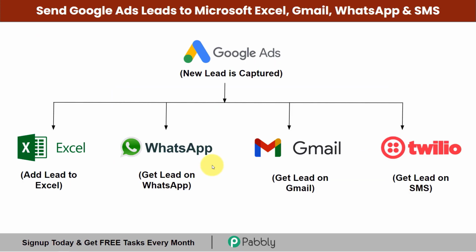In this video, we will learn how to send Google Ads leads to Microsoft Excel, Gmail, WhatsApp and SMS automatically. So let's say you are running Google Ads and whenever a new lead is captured using the Google Lead Form extension, you want to add the very same lead automatically to Excel and you even want to get notified about the same lead on your WhatsApp number, on your Gmail account and on Twilio, basically on SMS as well. And to create this automation, I am going to connect my Google Ads with Excel, WhatsApp, Gmail and Twilio with the help of an integration software. So if you want to set this automation for yourself, just follow this video till the end.